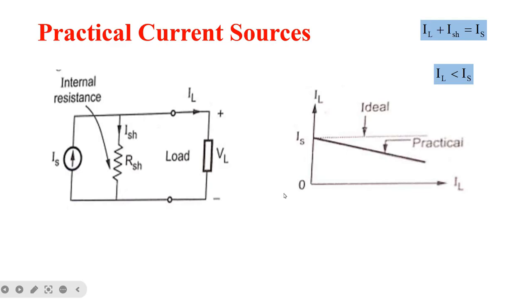As you increase or decrease the voltage, there will be a variation in the current. As you increase the voltage, the load current gets decreased. So this is for practical and this is for ideal. For ideal, the source current will be equal to the load current, whereas for practical current source, the load current decreases as you increase the voltage. And for ideal current source, the internal resistance will be infinite.